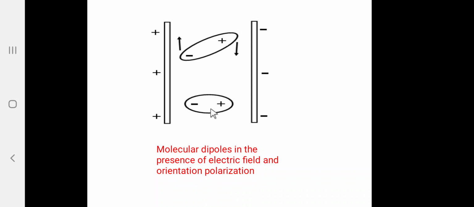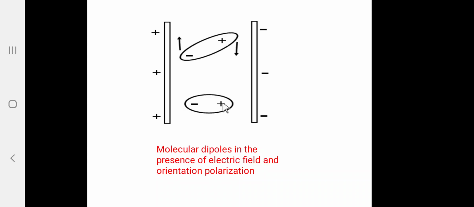In the absence of the electric field, the molecules and molecular dipoles are randomly distributed, so the positive end is close to the positive end or the negative end is close to the negative end. So in the absence of an electric field, molecules and molecular dipoles are randomly distributed.